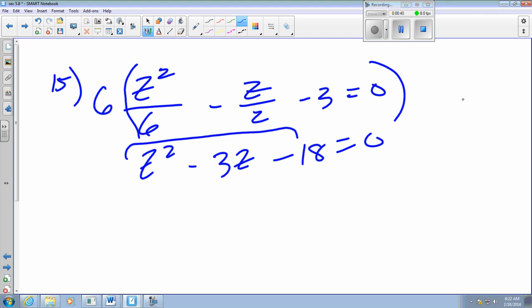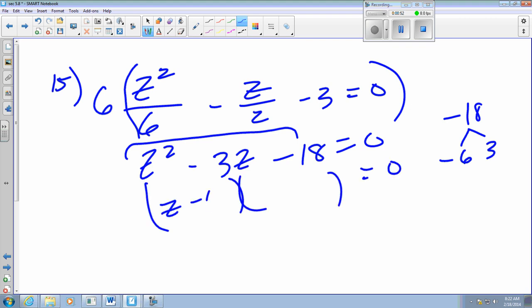And 1 times negative 18 is negative 18. The factors of negative 18 that add up to negative 3 are negative 6 and 3. Since there's no number in front of the squared term, we're going straight to the parentheses. And I have z minus 6 and z plus 3. Now, since there's no number in front of the z, we're just going to do the opposite of this, and I get 6 and negative 3.